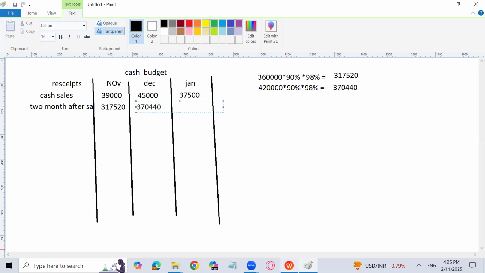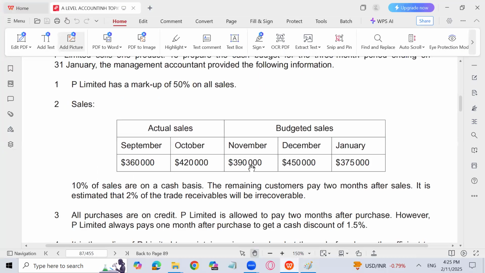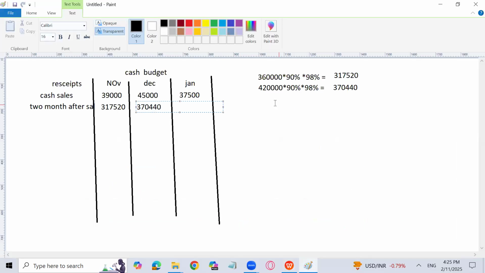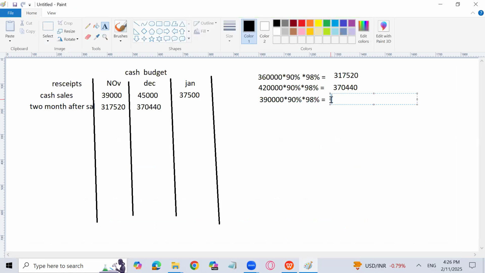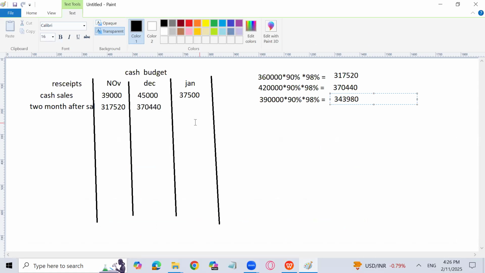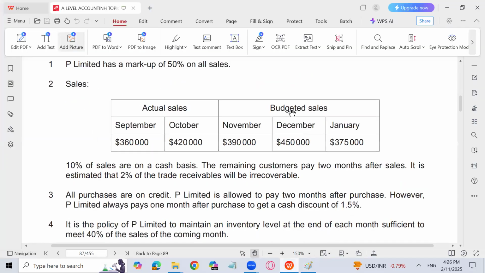370,440. Okay. Then November sales, 10% of January will be the cash sale, and 90% of November sales is going to be received from customers in January after subtracting 2% bad debts. So that is 3,90,000 multiplied by 90% multiplied by 98%. How much? 343,980. I will write here 343,980. Okay.